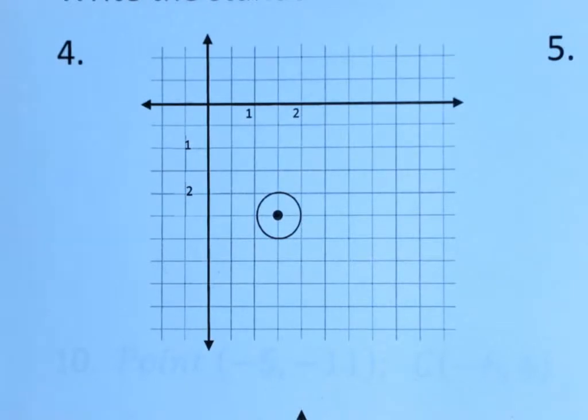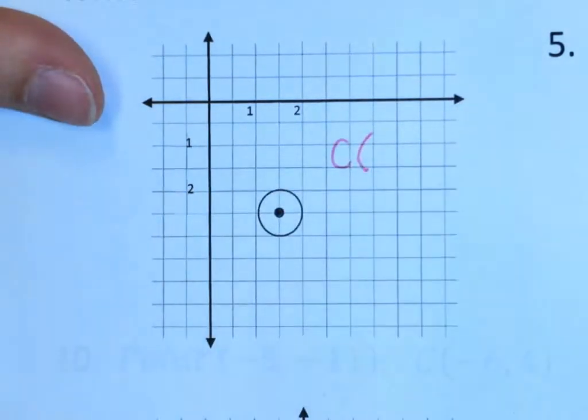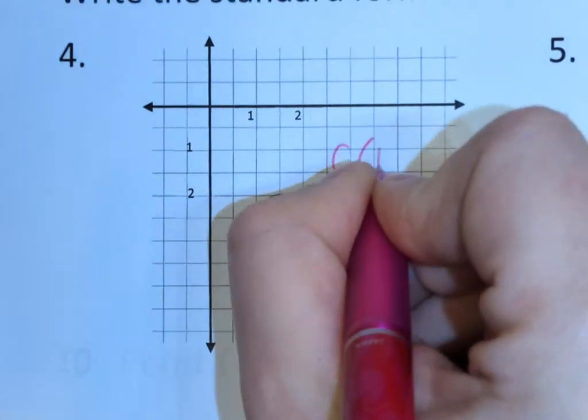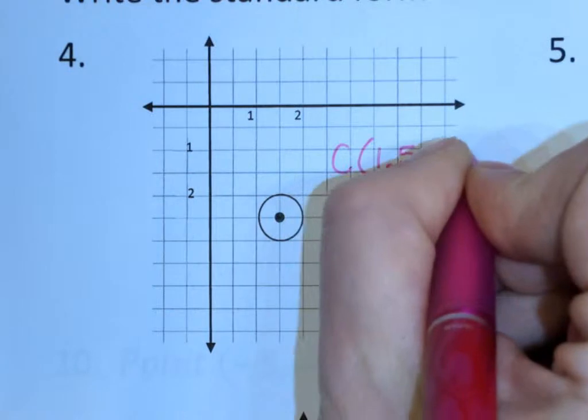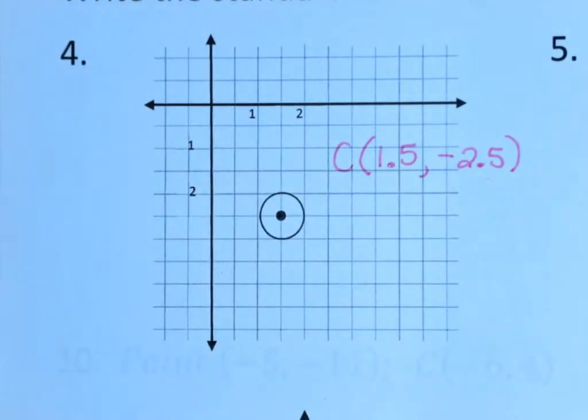what do you think I need to find first? The center. So on this graph, pay close attention. Where is my center? 1.5, negative 2.5. And I do not care if you are using 3/2, negative 5/2. Okay? That's your decision.